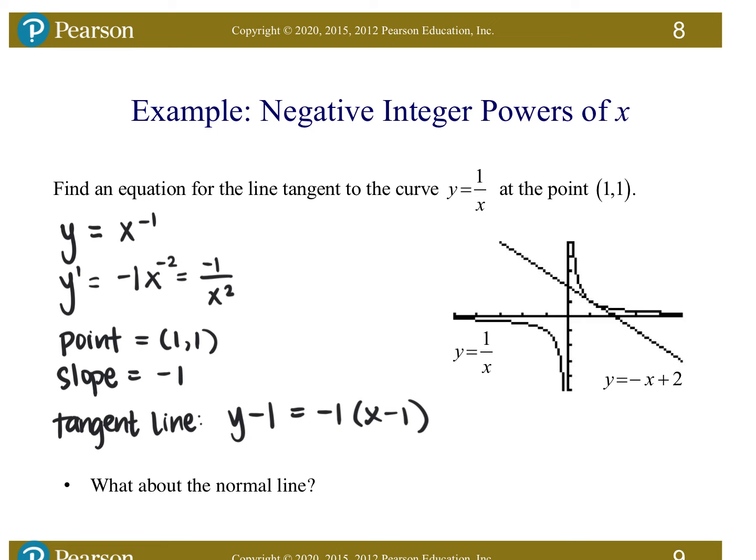So then the follow-up question is, once you have the tangent line, what about the normal line? The normal line is very easy to find. Everything about the tangent line stays the same except for the slope, which changes from negative 1 to positive 1. This is the opposite and the reciprocal, which just became positive 1. How are we doing? Any questions so far?